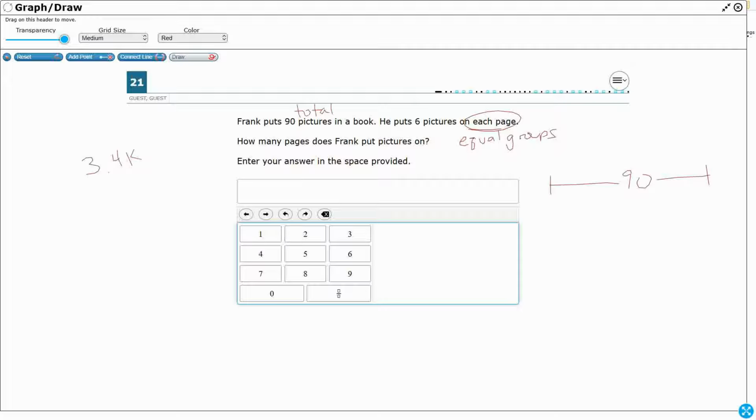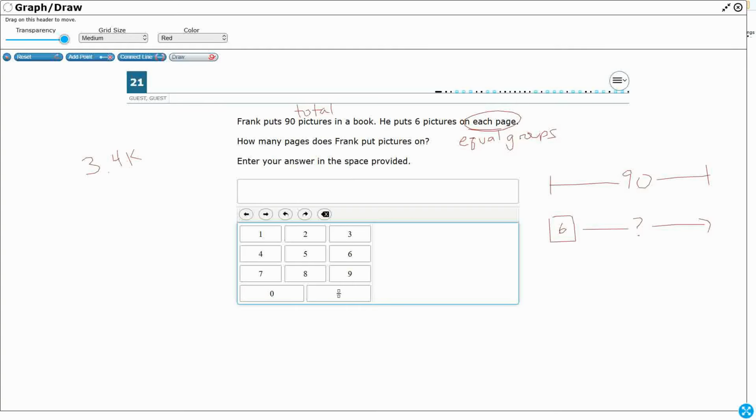And then 6 pictures on each page. How many pages? Well, I've got groups of 6. How many groups of 6 can I make? So really what this is, is 90 divided by 6. Well, we don't really get into long division in 3rd grade. It wouldn't hurt for them to know, because long division can help you with this.